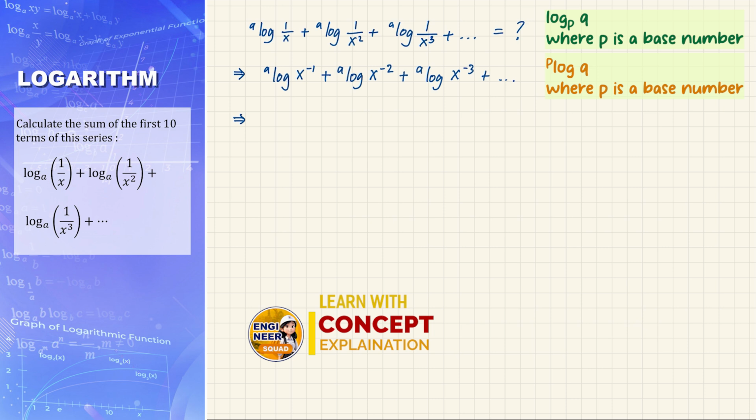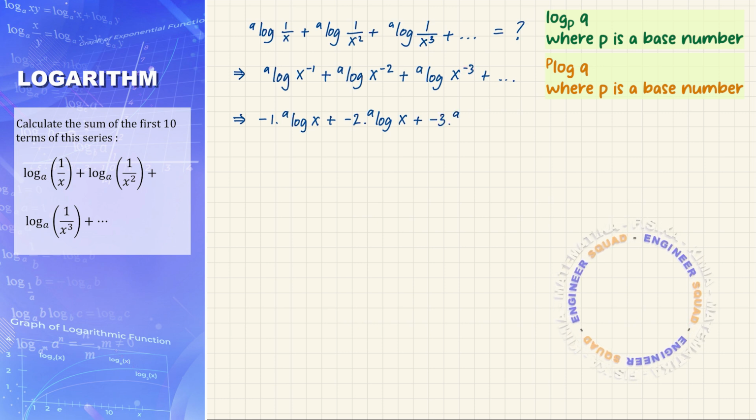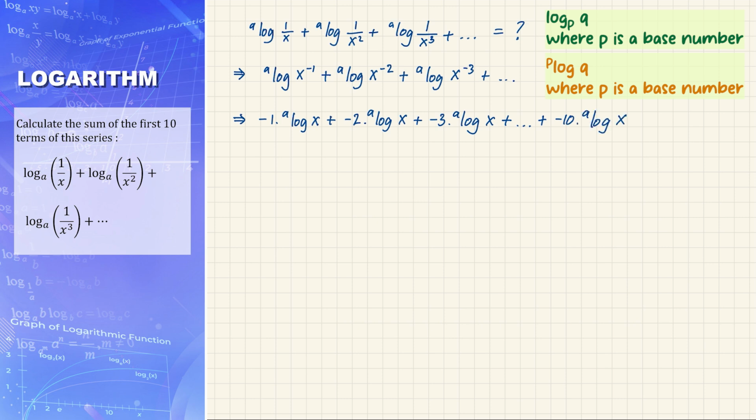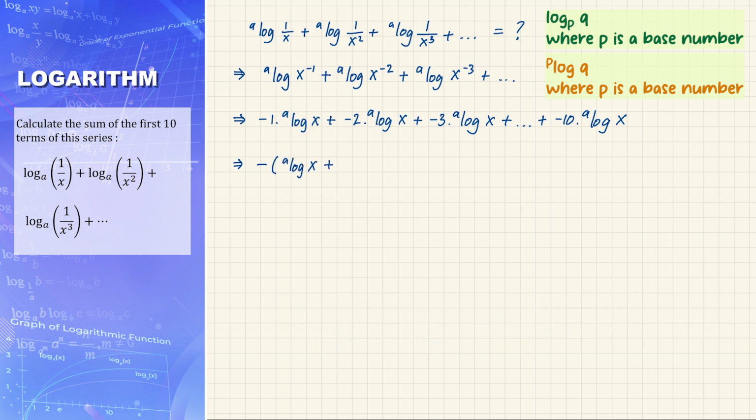Therefore, the equation will become -1 times log base a of x plus -2 times log base a of x plus -3 times log base a of x, and so on, until we get plus -10 times base a logarithm of x. Then, we can group the minus from all terms. It becomes -1 multiplied by, in parentheses, base a logarithm of x plus 2 times base a logarithm of x plus 3 times base a logarithm of x, and so on.